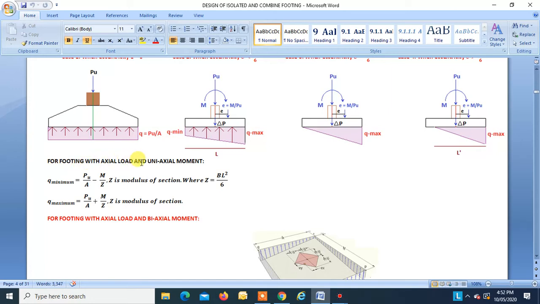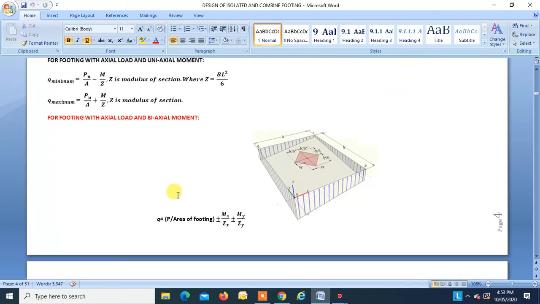For footing with axial load and uniaxial moment, these are all soil upward pressure due to footing with axial load and uniaxial moment. This, and this. This is for only axial load. The Q min is equal to Pu by A minus M by Z, where Z is the modulus of section, Z is equal to B L square by 6. B is the width of the footing, L is the length of the footing. Q max is Pu by A plus M by Z, where Z is the modulus of section.